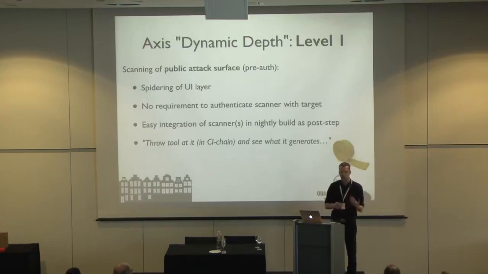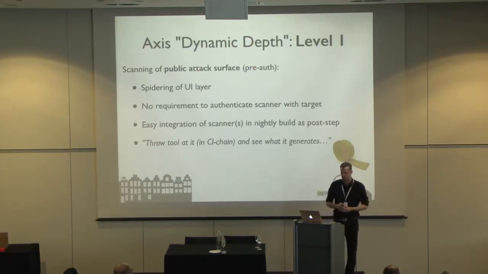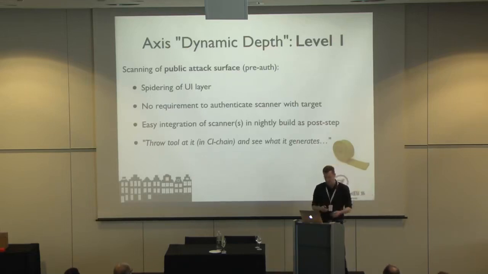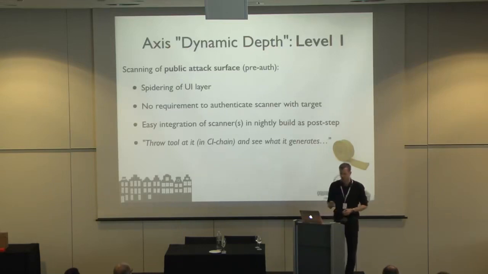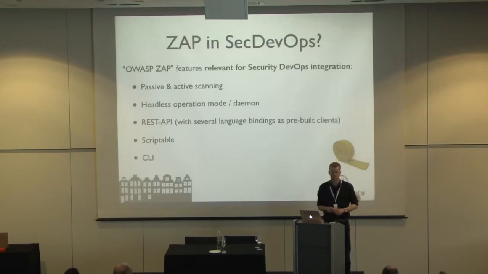To have a pre-auth check about certain security vulnerabilities, with no requirement to authenticate the scanner with the target, basically we throw a tool at it, pointed to the URL of the integration test system where, during our build pipeline, the software gets deployed automatically, and let's see what this tool generates. What do we have in our toolbox for that?